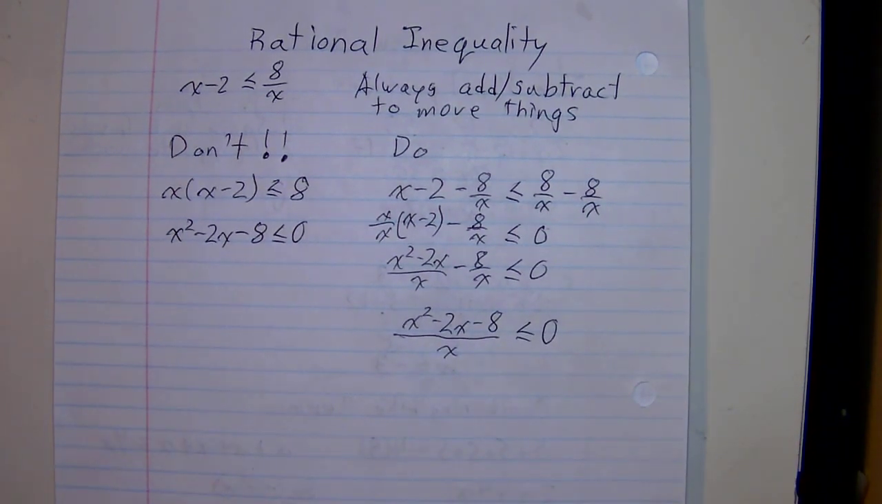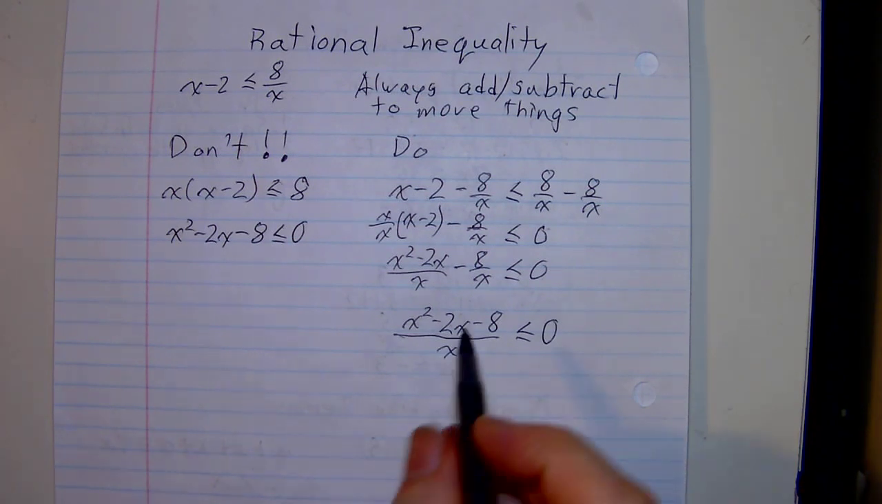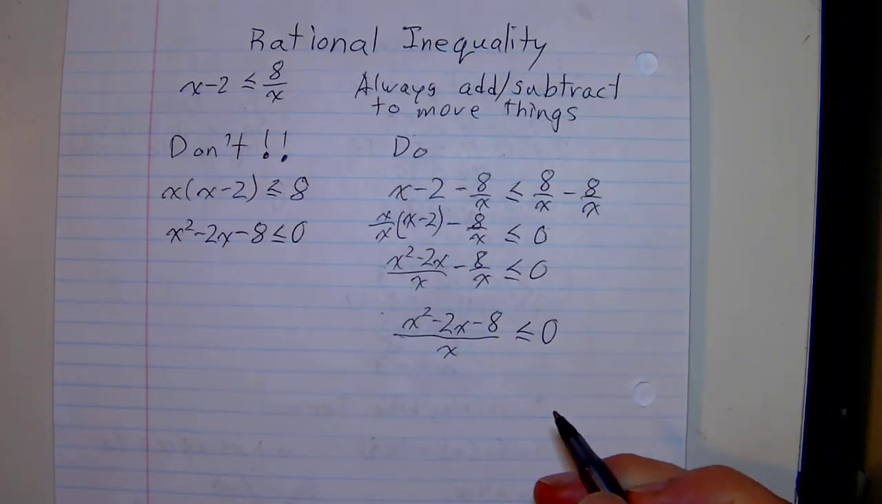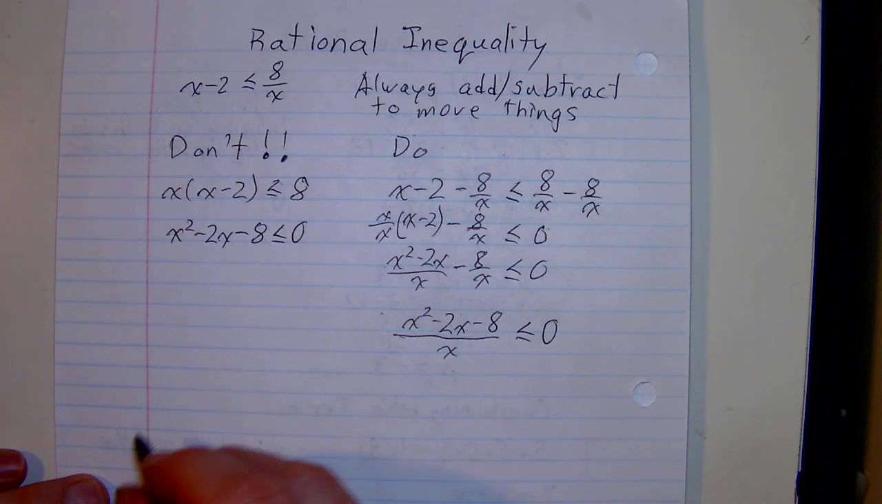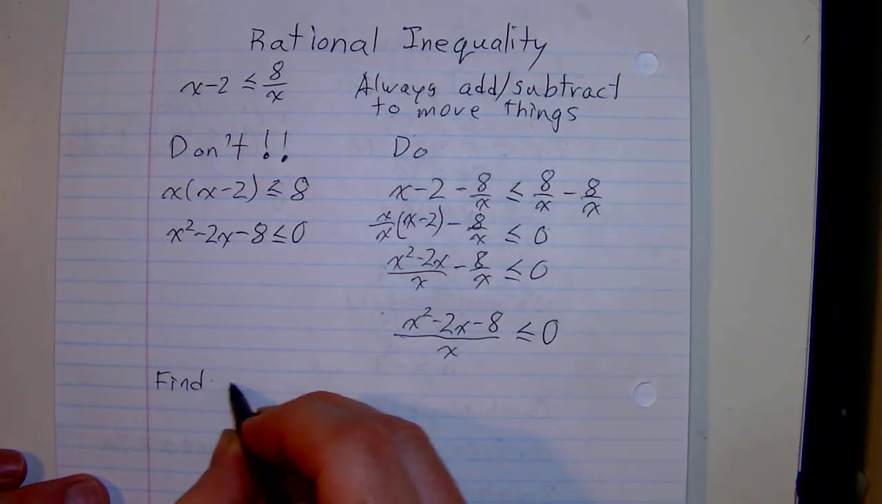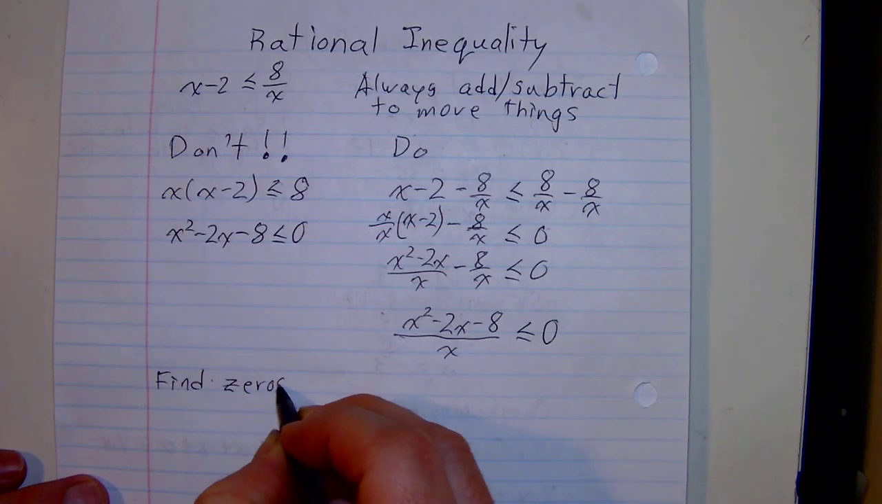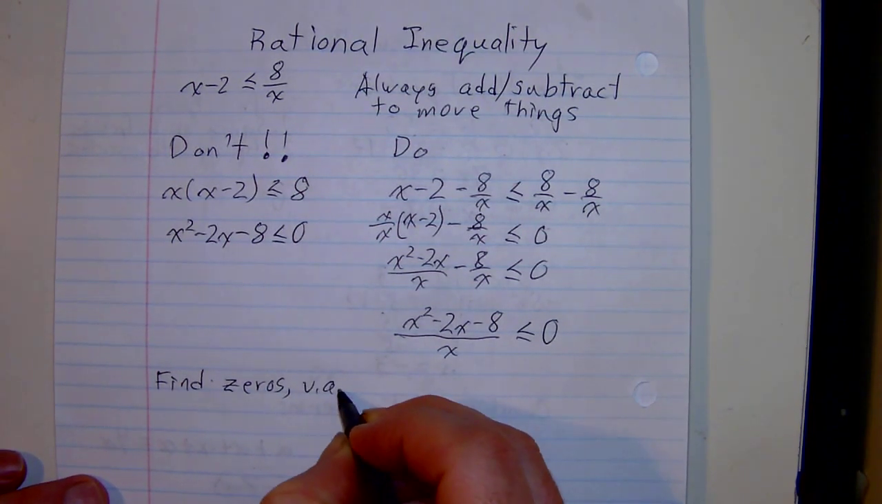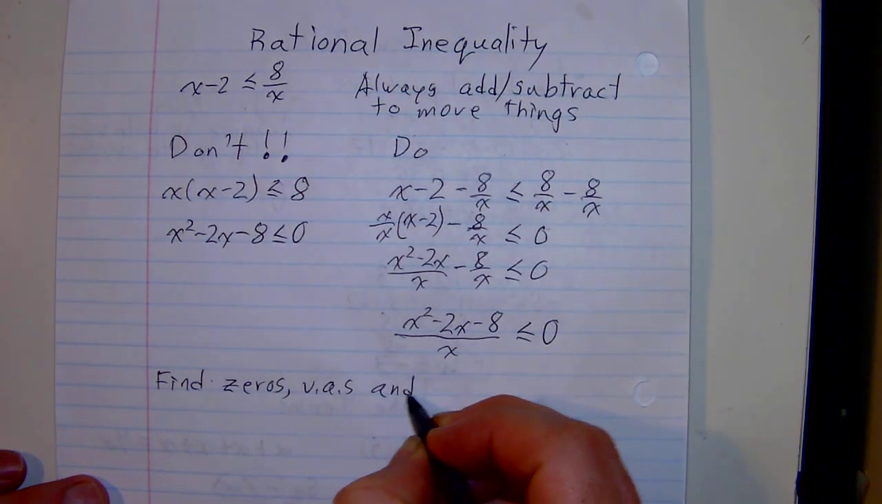And so now we have a rational function of the type that we're used to seeing, and we can do the analysis. So find zeros, vertical asymptotes, and holes.